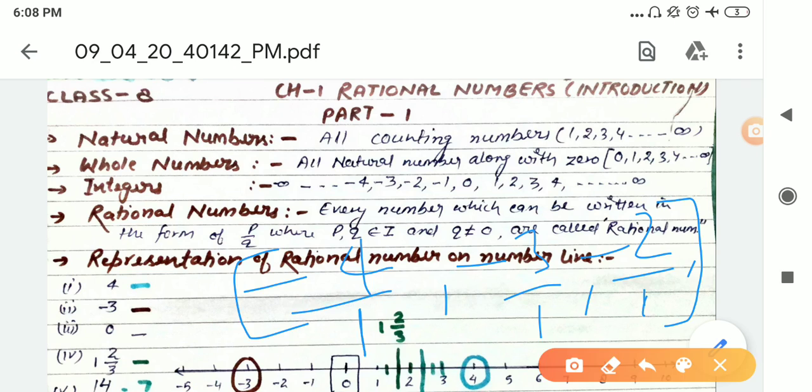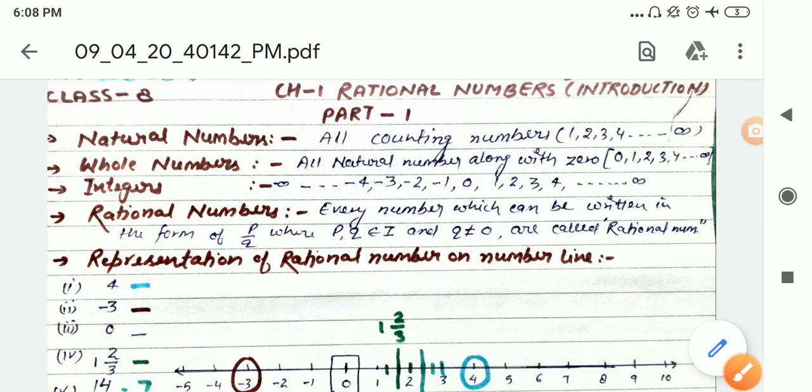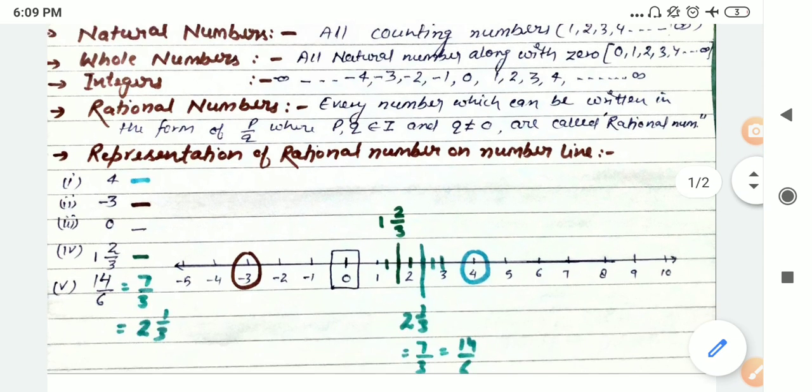So that's why we can say that all natural numbers, all whole numbers, all integers are rational numbers, while every rational number is not a natural number, every rational number is not an integer, every rational number is not a whole number. So now let us discuss the representation of rational numbers on the number line.